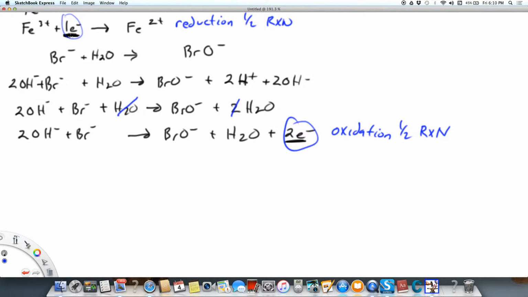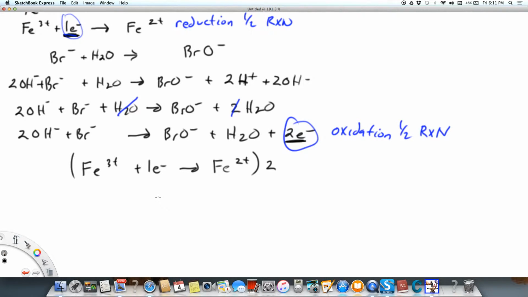And I only have 1 electron in this reaction with iron. So I need to multiply that reaction by something so I have the same number of electrons on the left as I do on the right and can cancel it out. So you can probably see that we just need to multiply everything in this equation by 2. That'll give me 2 electrons to cancel with the 2 electrons in the oxidation half-reaction. I don't need to multiply the oxidation half-reaction by anything.